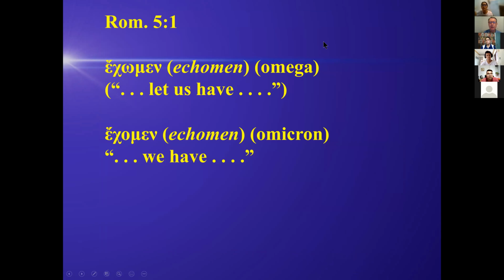Here are some biblical examples of errors of hearing. In Romans 5:1, is it echomen, let us have, spelled with an omega? Or is it echomen, spelled with an omicron, we have? Is it let us have, or is it we have? Well, it sounds the same. And when you look at the manuscripts of Romans 5:1, you see that there are both readings.